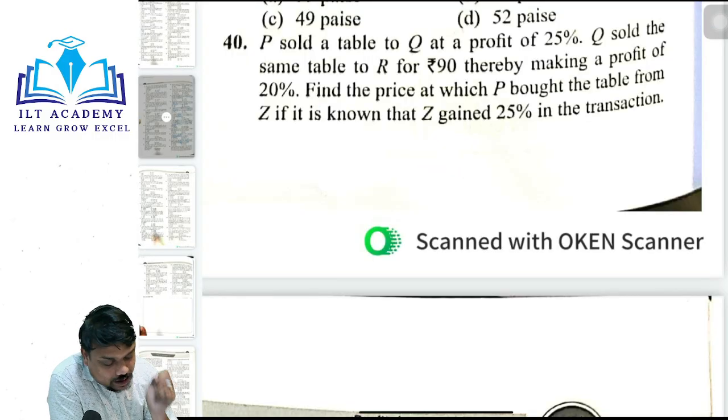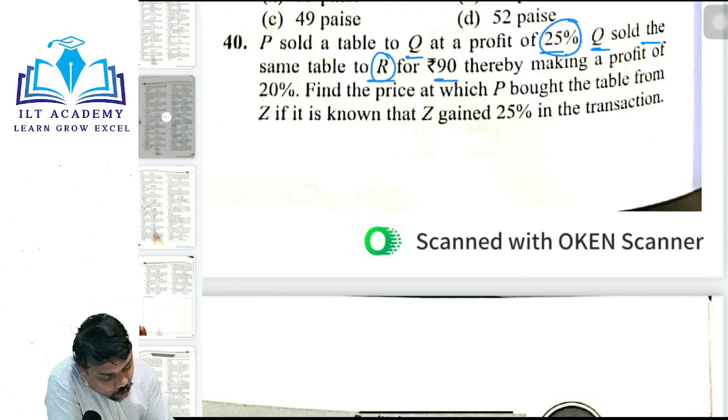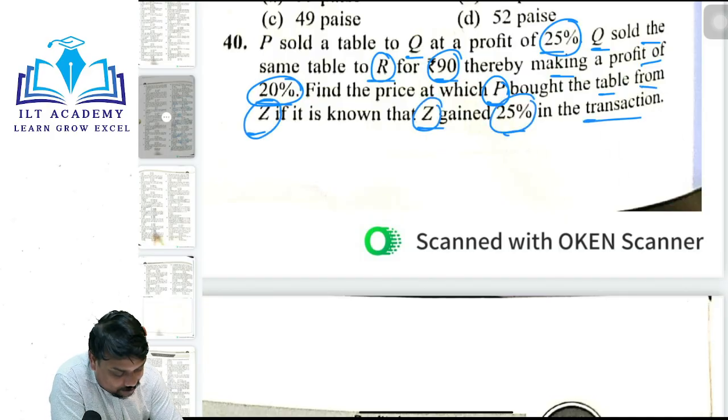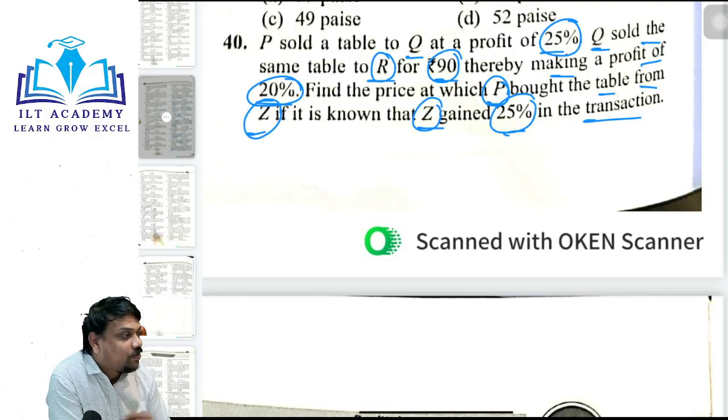Sum. P sold a table to Q at a profit of 25%. Q sold the same table to R for 90 rupees, thereby making a profit of 20%. Find the price at which P bought the table from Z if it is known that Z gained 25% on this transaction. Did you understand the question? Can you do it? You have 1 minute.